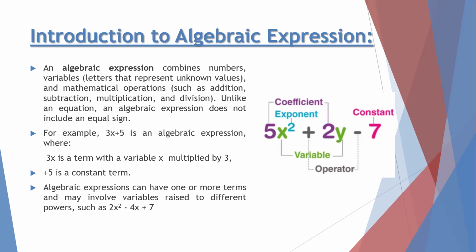Here is an example: 3x plus 5 is an algebraic expression where 3x is a term with a variable x multiplied by 3, and plus 5, meaning positive 5, is a constant term. An algebraic expression can have one or more terms and may involve variables raised to different powers, such as 2x squared minus 4x plus 7. Here you can see in the example, x is raised to the power 2.